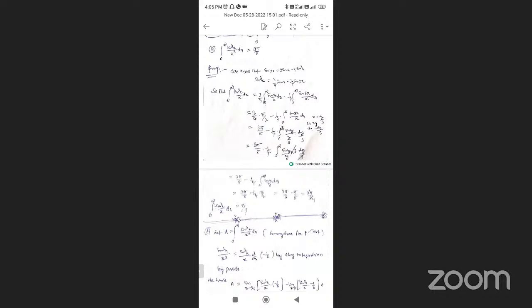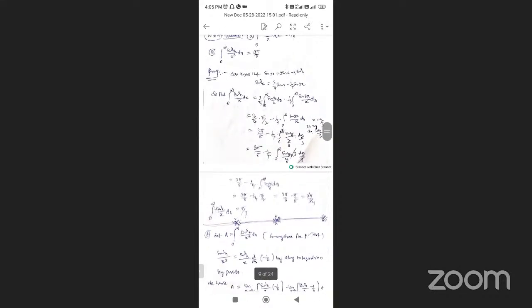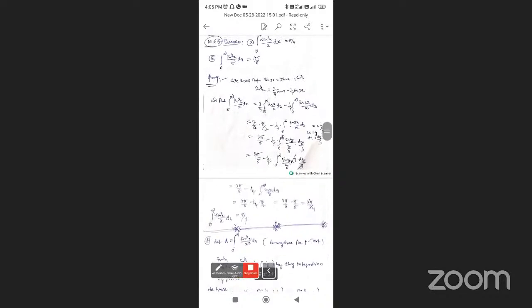Integral from 0 to infinity of sine cube x by x cube dx. Part A: sine cube x by x, integral from 0 to infinity is equal to 3 pi by 8. Part B: sine cube x by x cube dx. First we know that part.